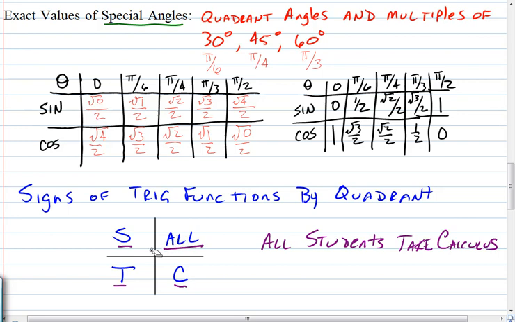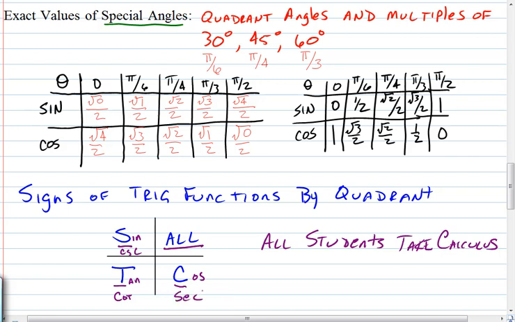So in quadrant 1, all trig functions are positive. In quadrant 2, we have sine and its reciprocal cosecant. In quadrant 3, tangent and its reciprocal cotangent. And in quadrant 4, cosine and its reciprocal secant are positive.